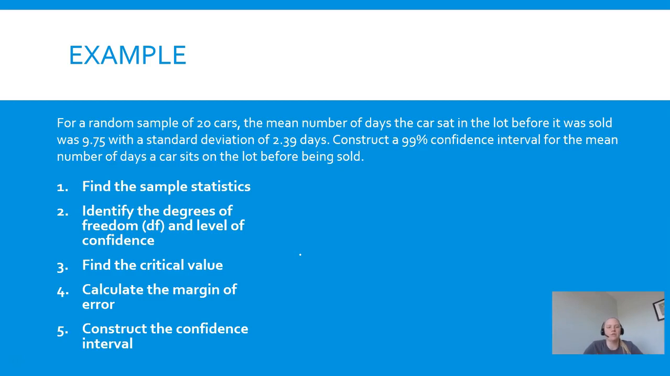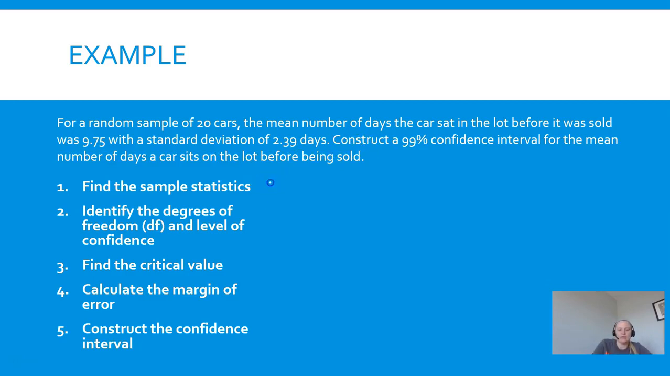So here's our example. From a random sample of 20 cars, the mean number of days the car sat in the lot before it was sold was 9.75, and we had a standard deviation of 2.39 days. Construct a 99% confidence interval for the mean number of days a car sits on the lot before being sold.